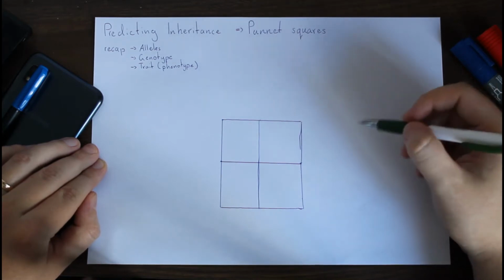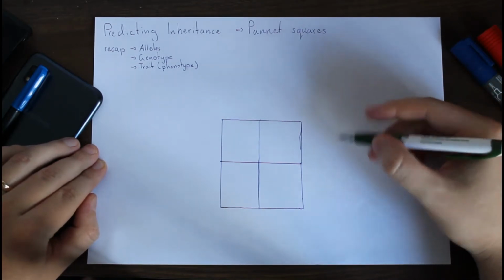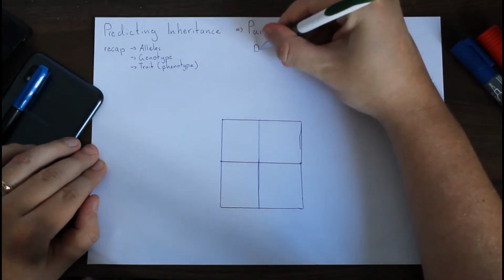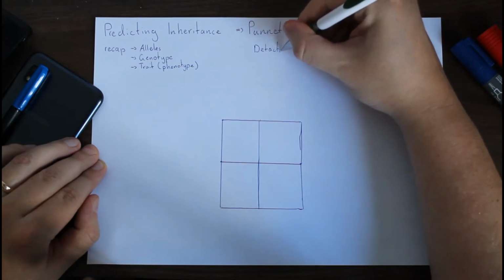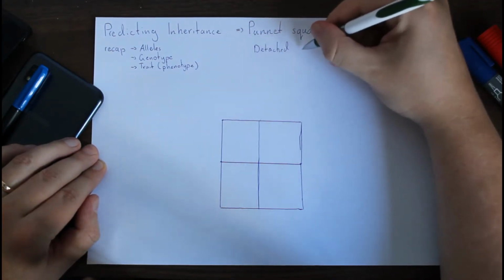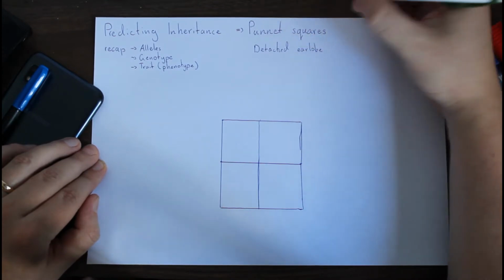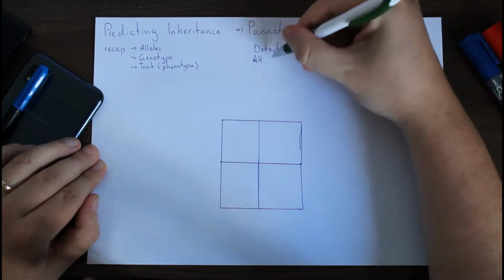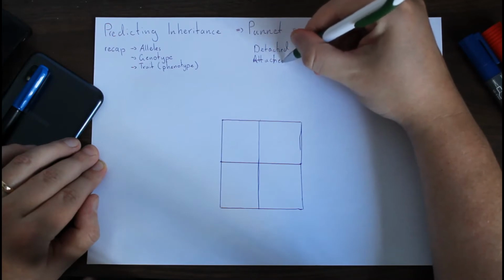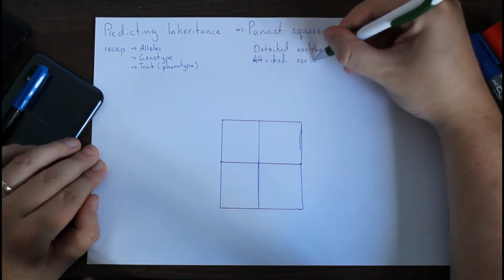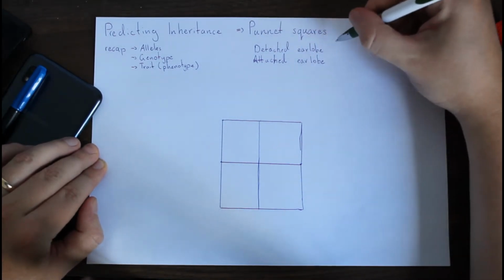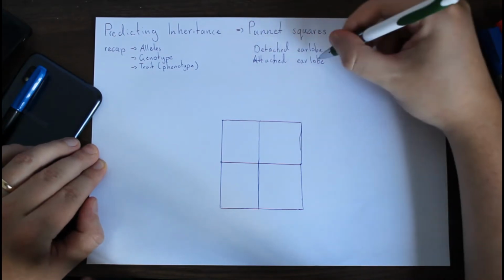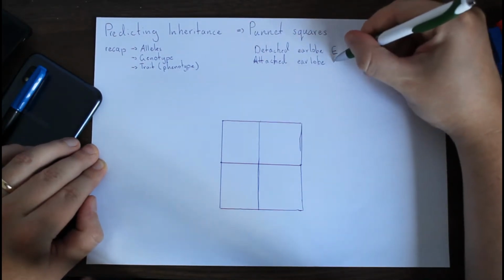Okay, so to start off, I'm going to write down our alleles. So we have a detached earlobe or an attached earlobe. For us, our detached earlobe is our dominant, our big E. Our attached earlobe is our recessive, it's our little e.